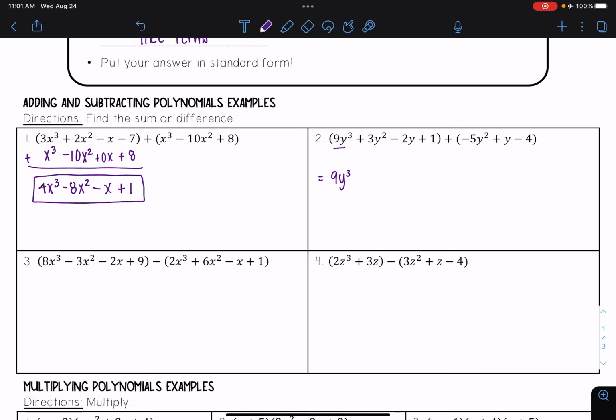Next, I want to do my y squared, because that is my next highest exponent. So I have 3y squared minus 5y squared, and I get negative 2y squared. Then negative 2y plus y, I get minus y. And then that leaves 1 minus 4, and I get negative 3.